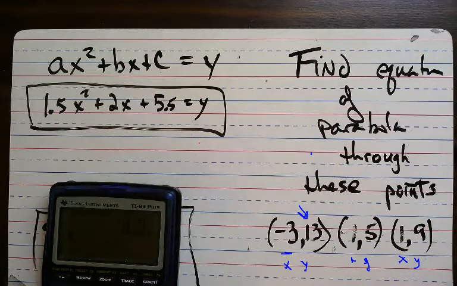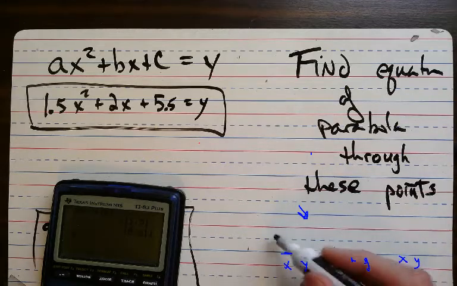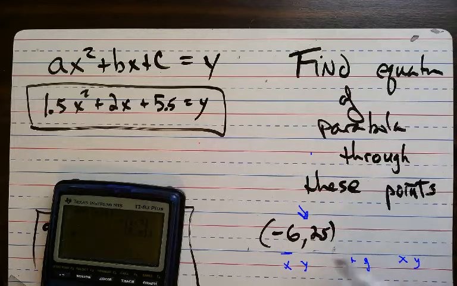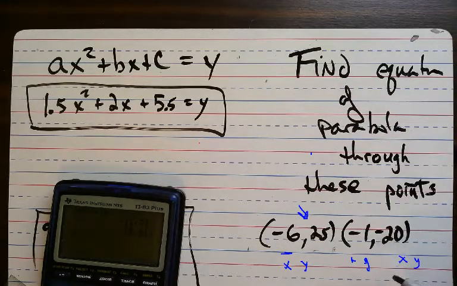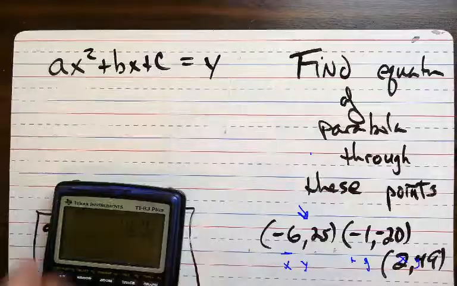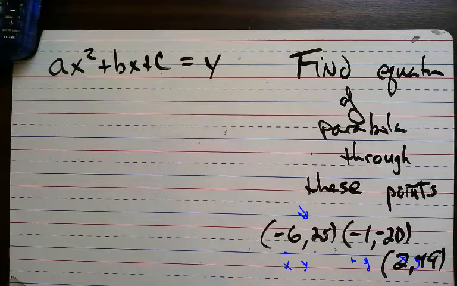Let's do it again. So you know what to do now. I'm going to give you some points. You're going to put those points in. -6, 25. -1, -20. Oh boy. And one more. 2, 49. Oh joy, oh bliss. So, we're writing the equation of the parabola that has those values.